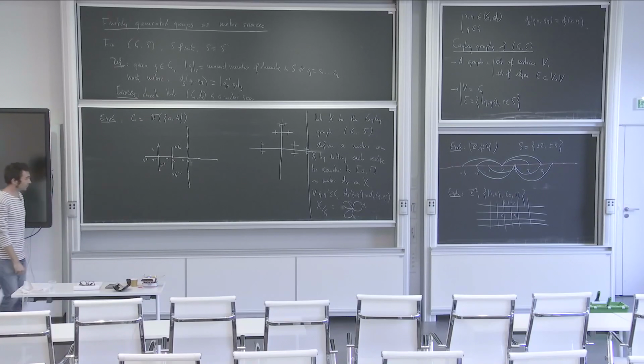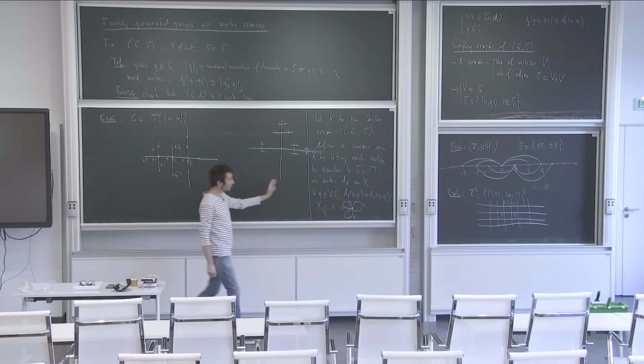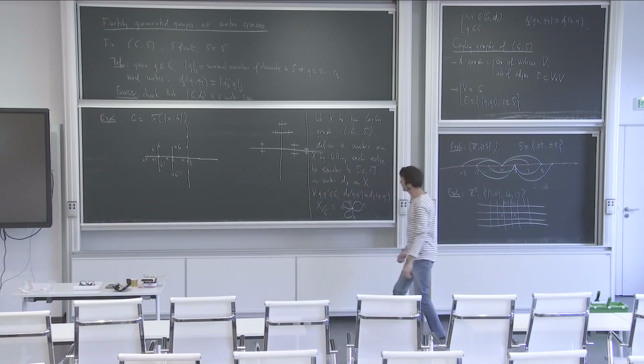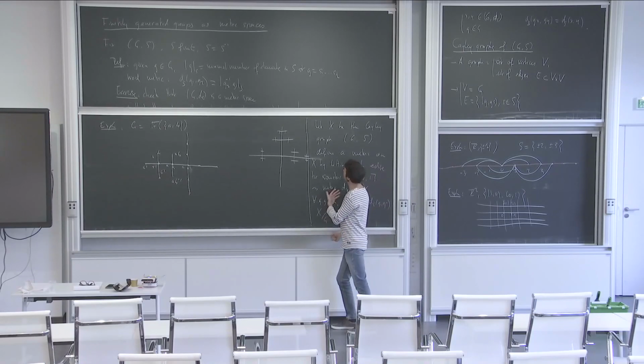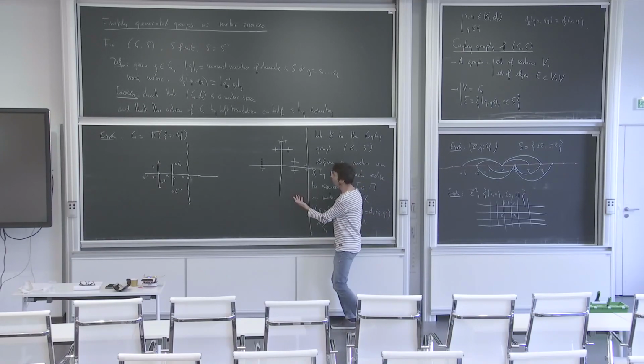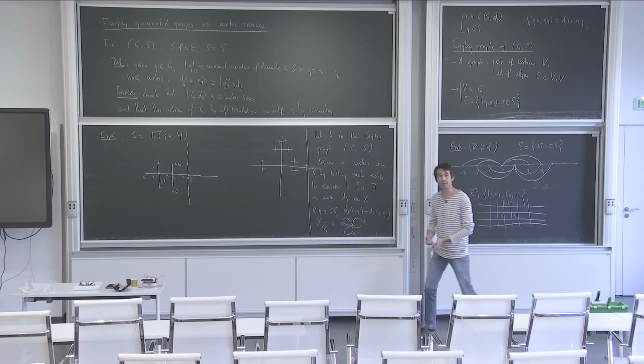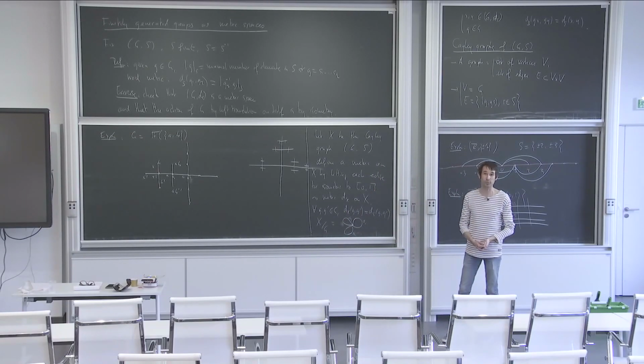Okay, so for now, I will stop here. And so what we'll do in the next session is to understand how we can look at Cayley graphs and how much they depend on each other when we change generating sets. So thank you for your attention.